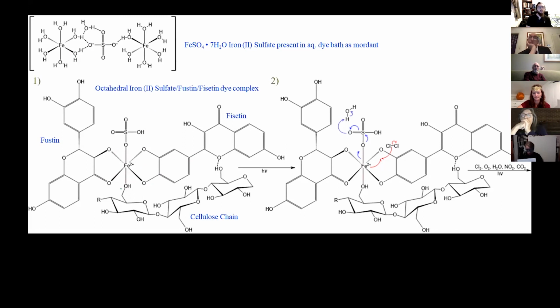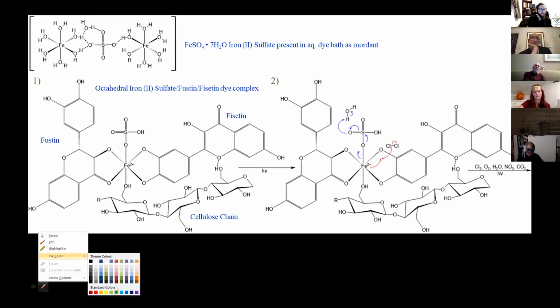And here we actually have it bound to a cellulose molecule. So we can see that dative bond between the iron and the cellulose, providing a bond to the substrate that's 10 times stronger than just a hydrogen bond from a hydroxyl. So we can see how that mordant is functioning here. And we can also see the sulfate group attached with a dative bond to the iron, and the iron is in its 2+ oxidation state. So I put this molecule here just plain as is without anything going on, so you could see what that octahedral configuration looks like.